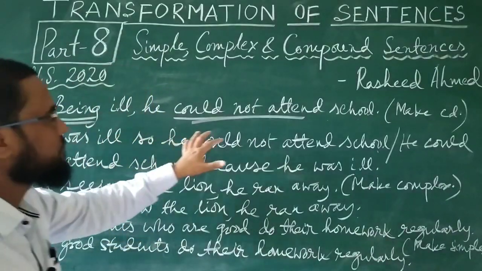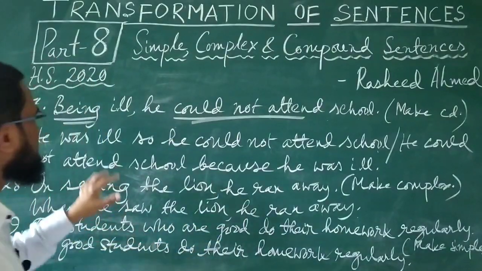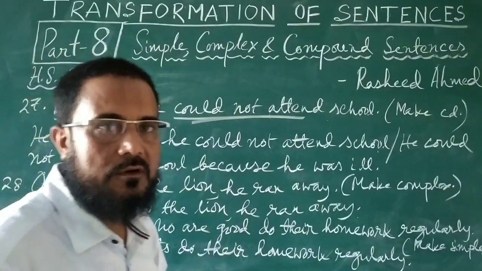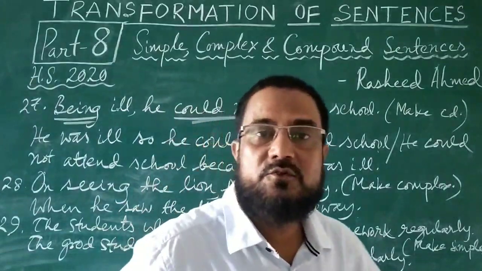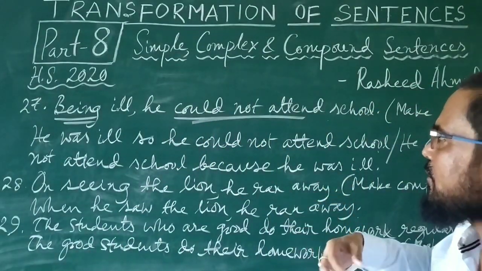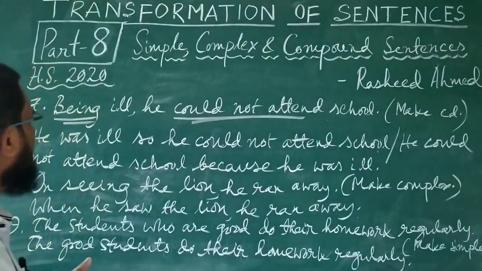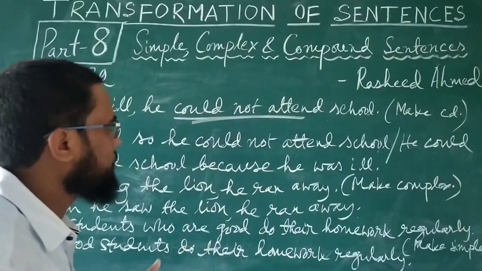Being ill, he could not attend school. That is a simple sentence, and the compound sentence will be he was ill, so he could not attend school. Or you can say he could not attend school because he was ill. Both are compound. If you want to know what will be the complex sentence, then the answer will be as he was ill, he could not attend school.